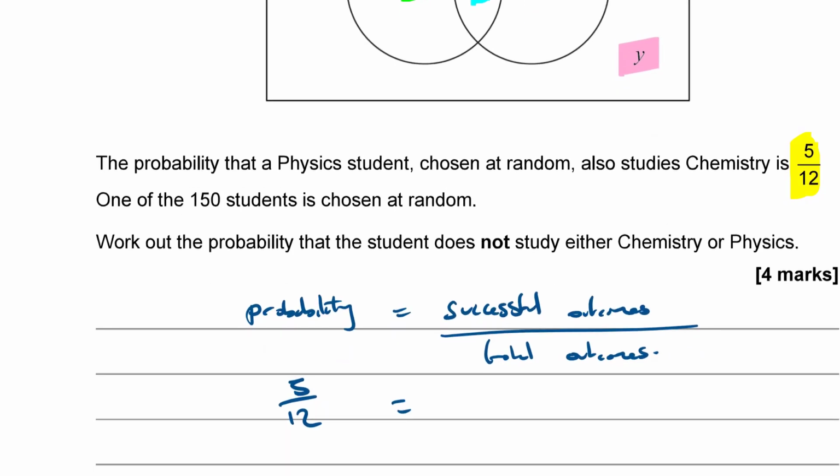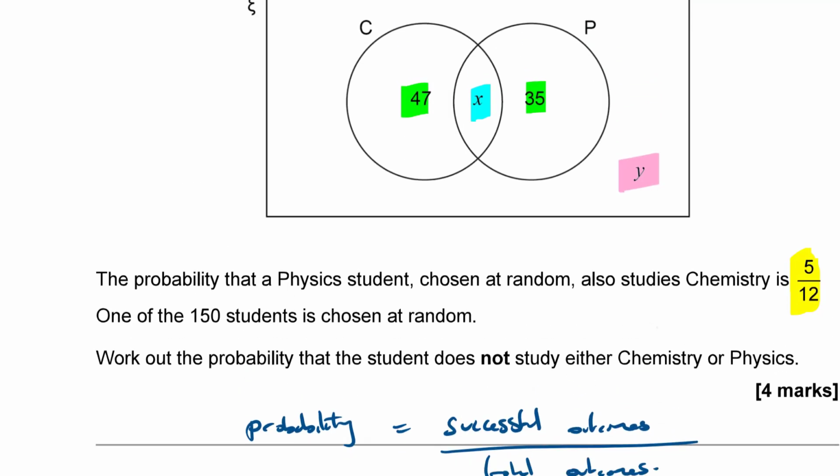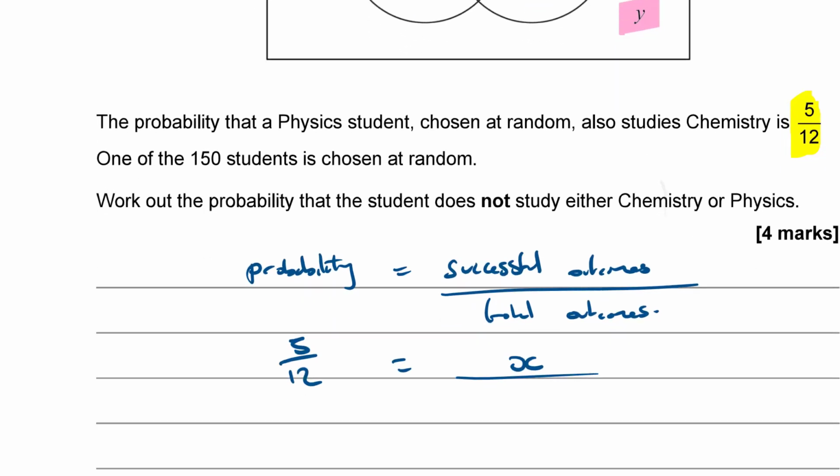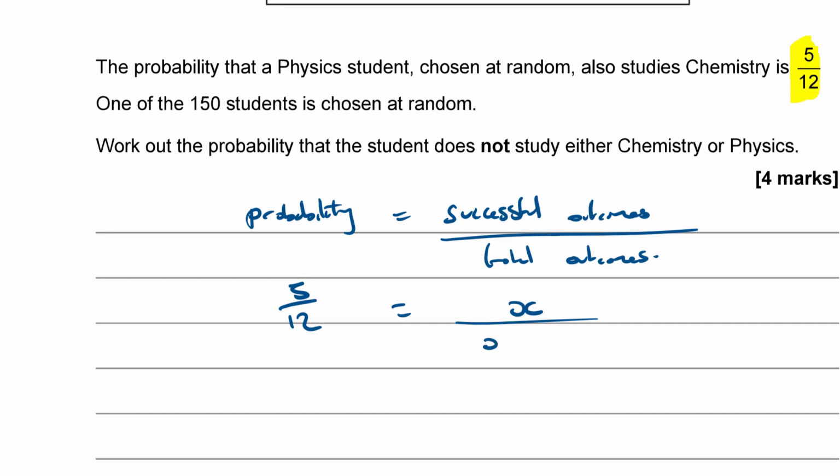That's the number in the intersection, isn't it? So that is our x. X is our successful outcomes. And then the total outcomes is everyone in the physics set, which is our x and our 35 combined. So then that's going to be x plus 35 down there. Okay, so we know that x divided by x plus 35 is equal to 5/12.